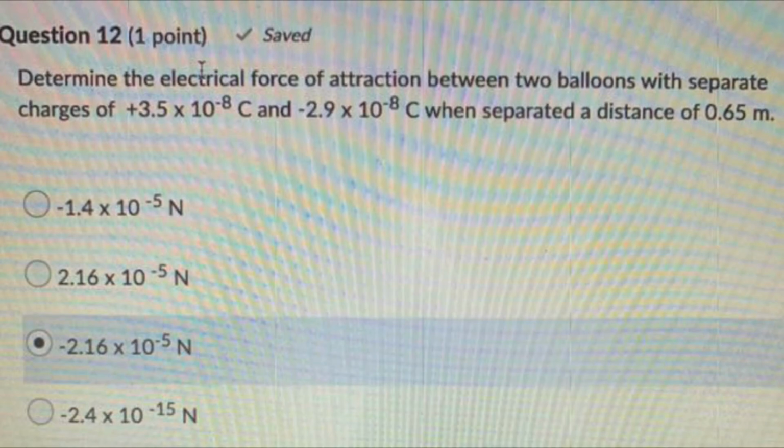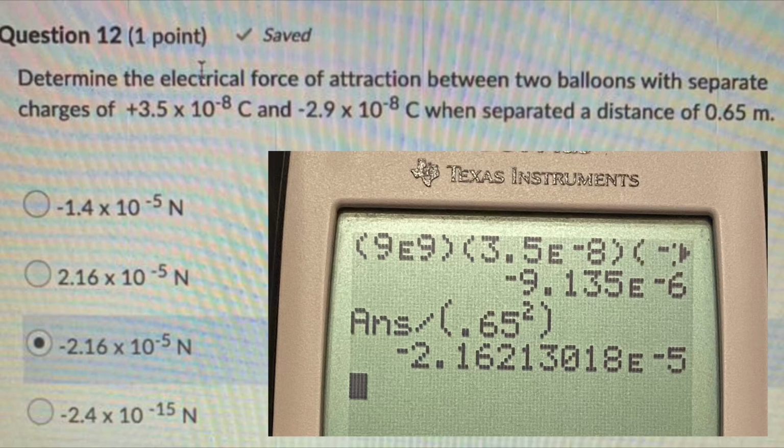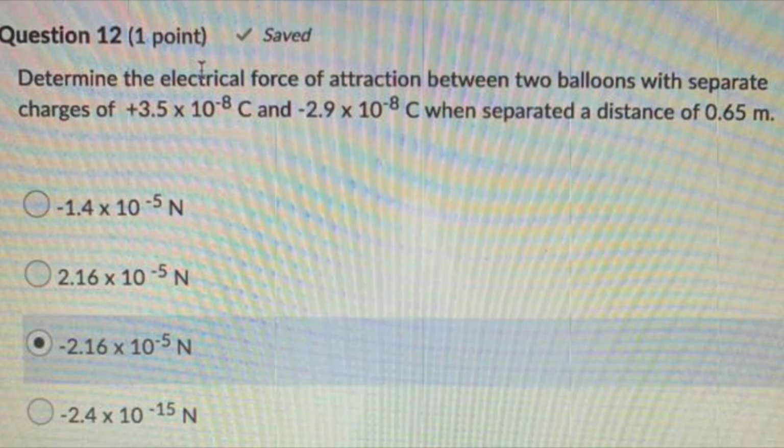Just don't forget with the negatives and everything, there's always going to be a positive charge and a negative charge. So whichever one is negative, sometimes they don't tell you in the word problem, make sure you put in a negative or you're going to mess up the equation. Don't forget, divide by distance squared, and that's that.